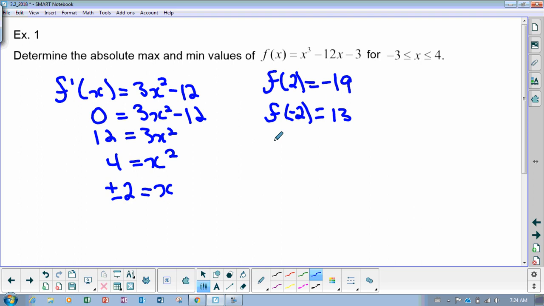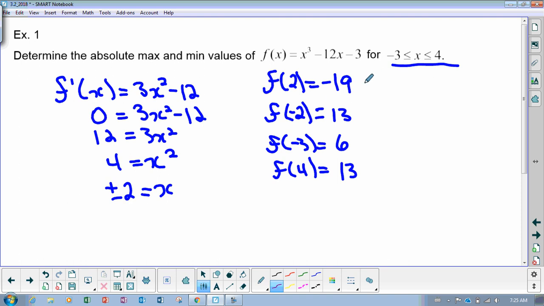However, we also need to consider the endpoints. So you also got to consider f of -3, which is going to give you a value of 6 when you substitute into the original. And then f of 4, which gives us 13. So to determine absolute min and max values, you're looking for the highest value and the lowest value. So when I do that, this is going to be the absolute min.